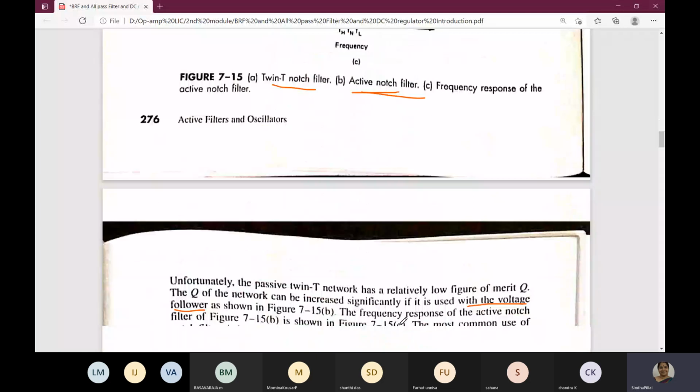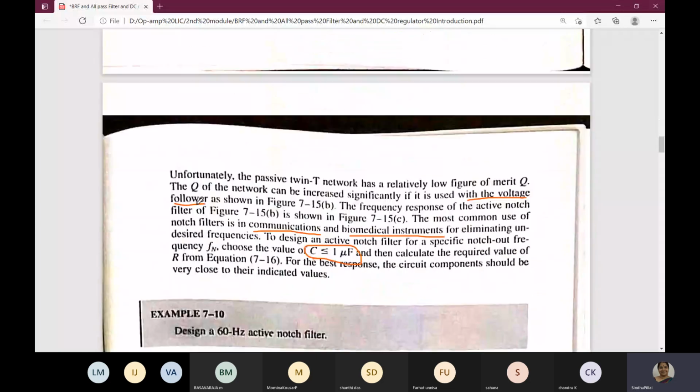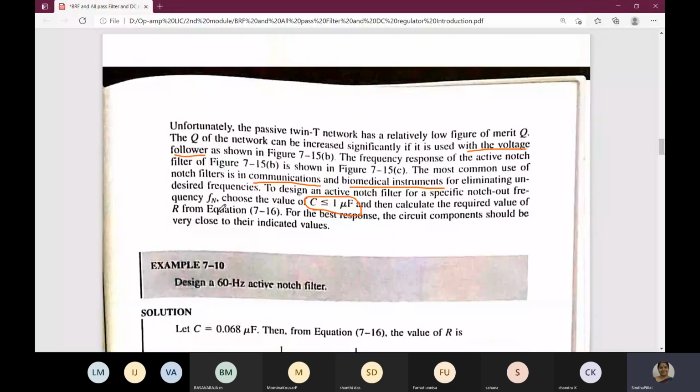Why do we go with the op amp? To increase the quality factor. The Q of the network can be increased by going with the voltage follower. The most important application of this is in communications and biomedical instruments, for eliminating the undesired frequency. To design it, we go with a capacitor value less than or equal to 1 microfarad.